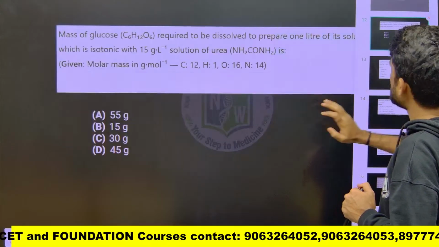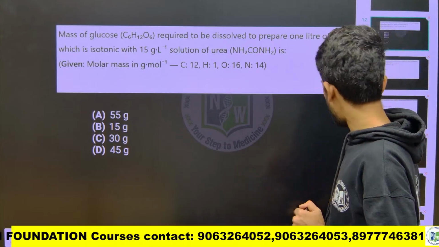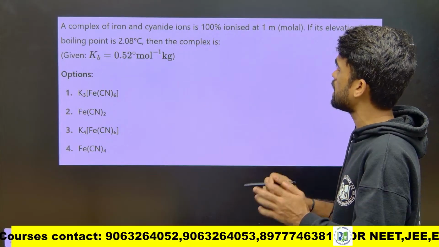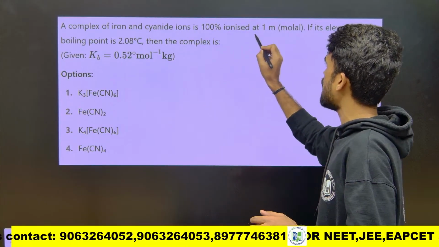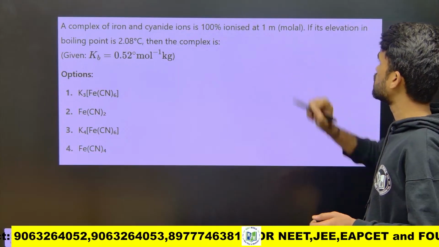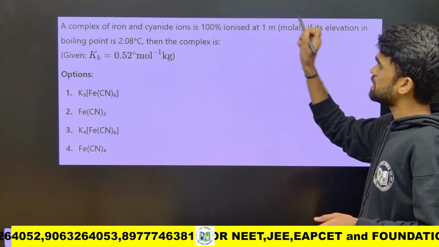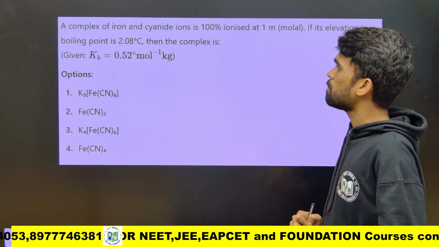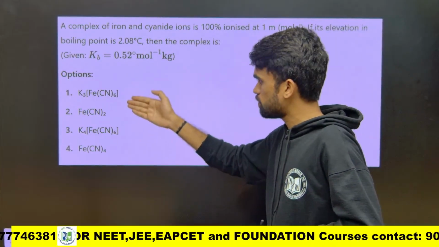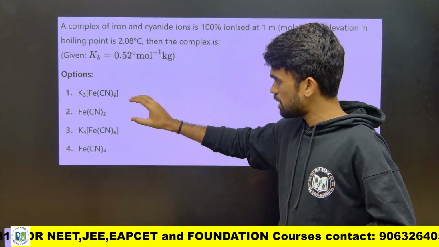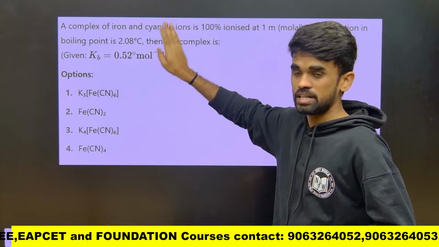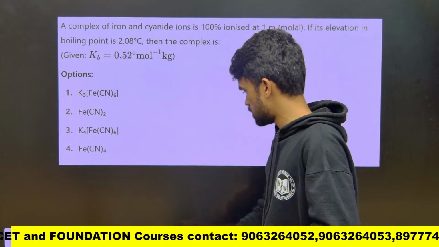Yesterday we discussed this question, and we'll start with it. A complex of iron and cyanide ions is 100% ionized at 1 molar if its elevation in boiling point is 2.08 degrees Celsius. Then the complex ion is... they have given 4 complex ions. We need to choose the complex which matches the given data. So how can we do this?